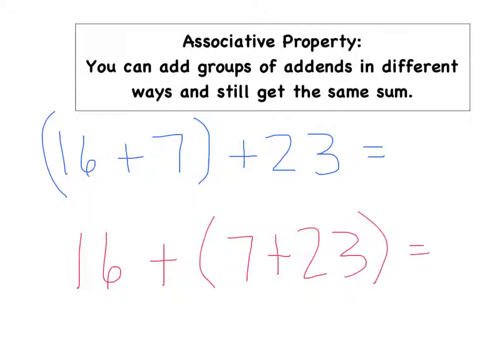Okay, remember the parentheses mean that we have to do those first. So in the first one, we would be adding the 16 plus 7 and then adding the 23. In the second one, we add the 7 plus 23 first and then add the 16. So notice we didn't switch the order in which we wrote them. We switched the order in which we added them. So we're adding the 7 plus 23 first in the red one and 16 plus 7 first in the second one. This is the associative property. It means we can add the groups of add-ins in different ways and still get the same sum.